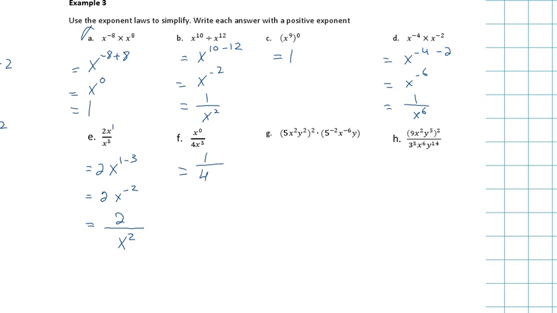Anything else I can do to this? No. All I have to do is change that x to the 0 to 1, because anything to the power of 0 is 1. So it's 1 over 4x cubed. Done. And then you have the FOIL with the next one. Step by step. Okay, I'm going to give you time to do this one and that one.